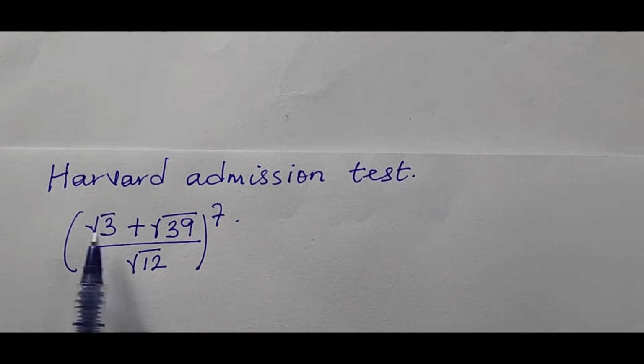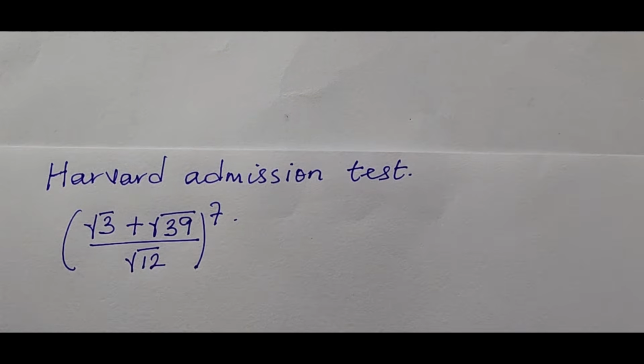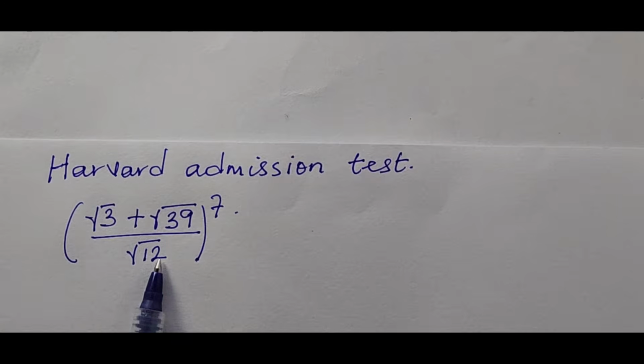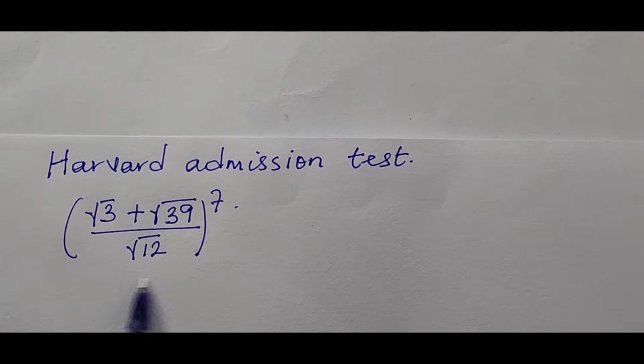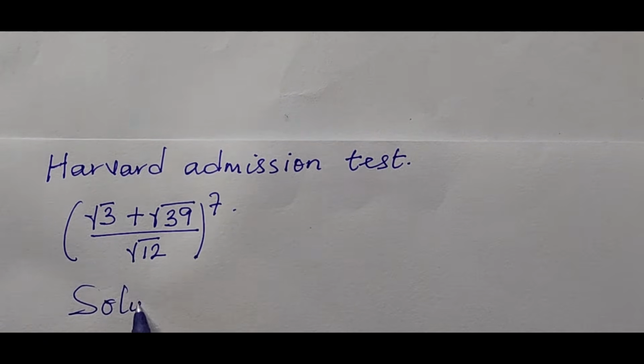So the question is, bracket open, the square root of 3 plus the square root of 39 all over the square root of 12, all raised to power 7. Like I said, we want to use the binomial expansion here. But before that, we have to reduce this to the simplest form. Because I've done that in the previous video, I'm not going to waste much time reducing this. I'm going to go straight to the simplest form after reducing this. But before that, let's take our solution to this problem.